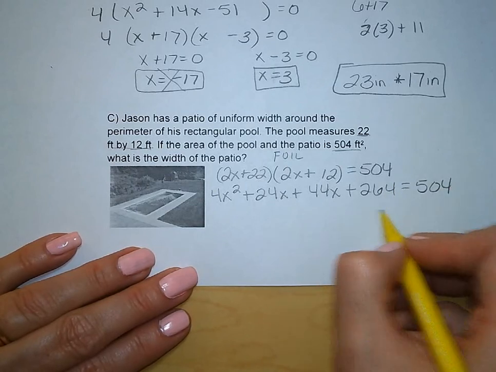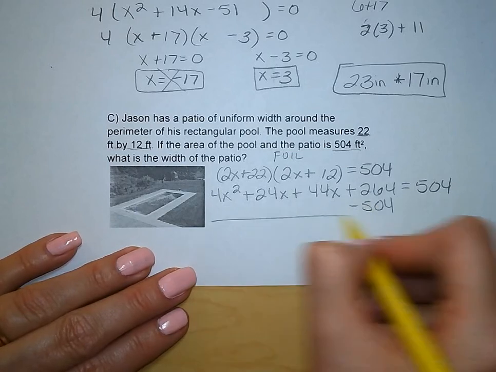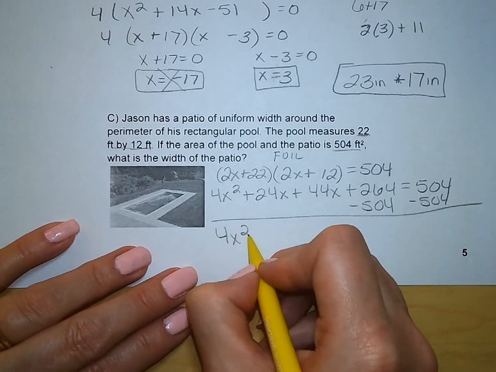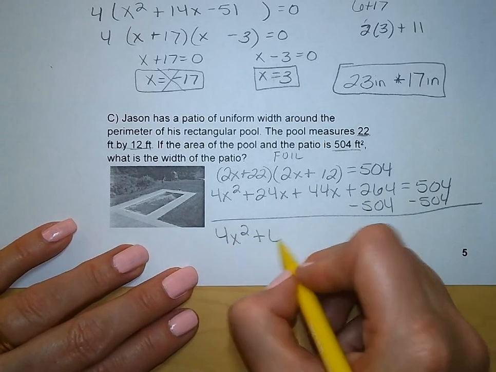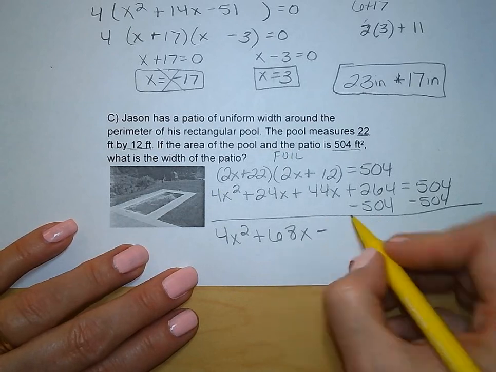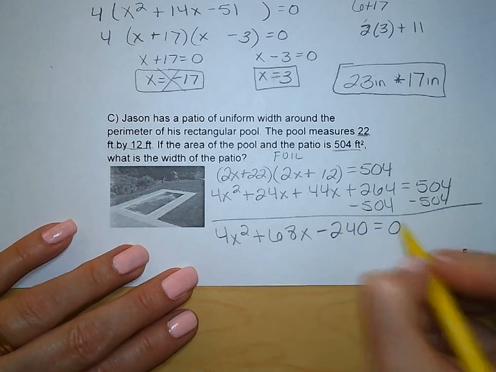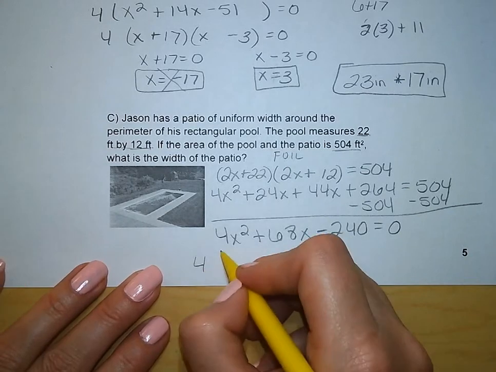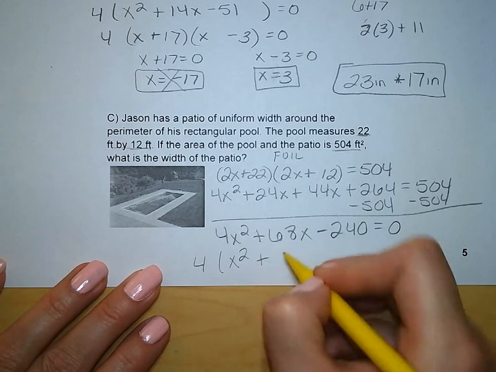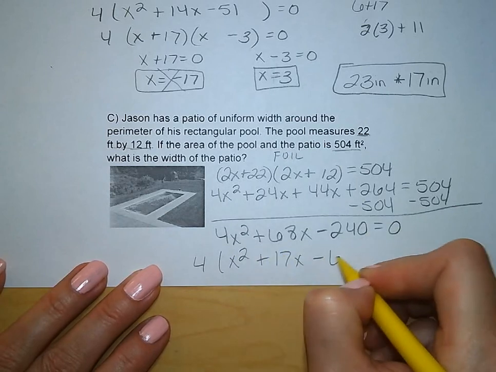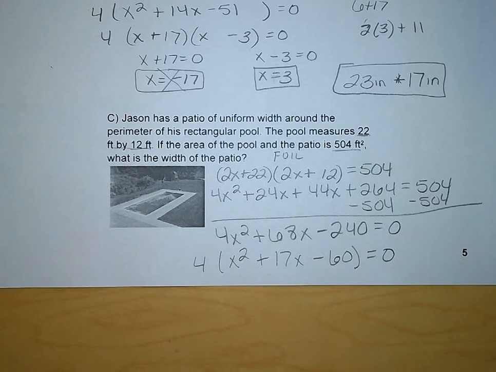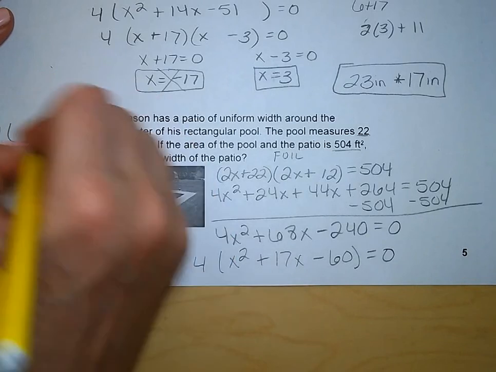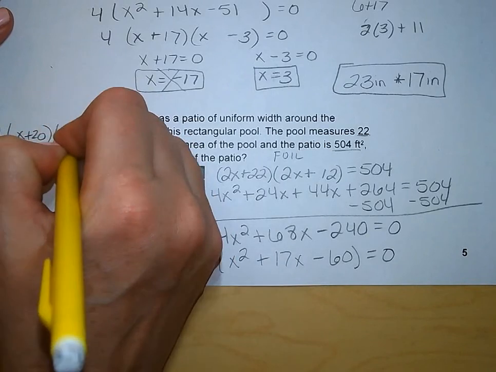Subtract 504 from both sides. And we'll combine like terms. We got 4x squared plus 68x minus 240 equals 0. And now we can factor out a common factor of 4 from everything. So we have x squared plus 17x minus 60 equals 0. And our two factors for that, we've got x plus 20 and x minus 3.